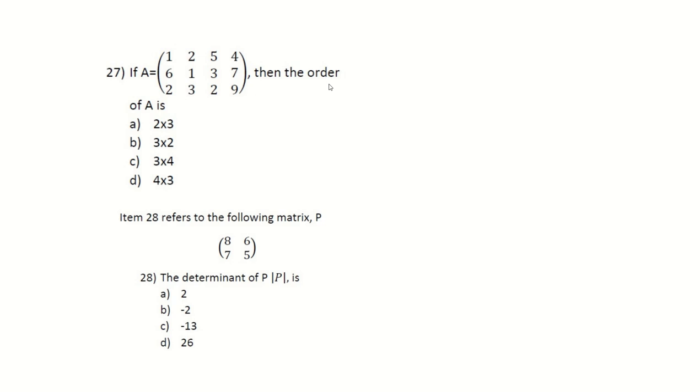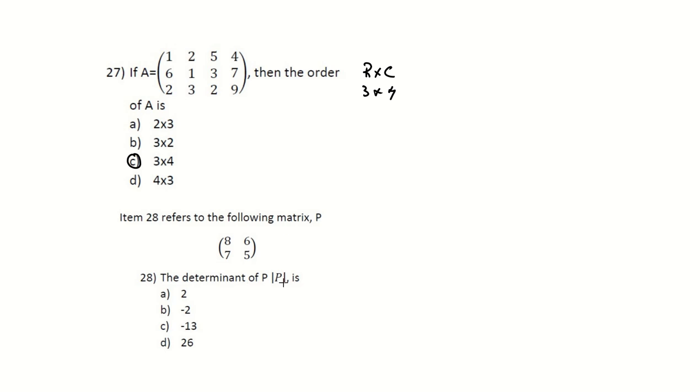If A is that, then we know that order is row by column. The number of rows: 1, 2, 3, and the number of columns: 1, 2, 3, 4. So it would be 3 by 4. So that would be C.